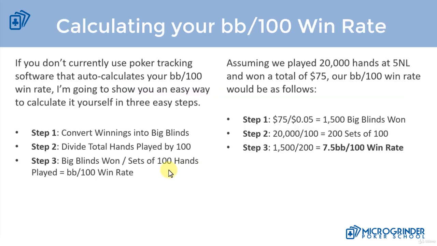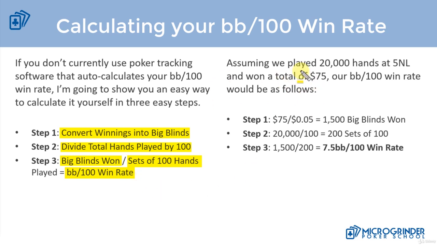So let's talk about how you would calculate your BB per 100 win rate. Like I said, if you're currently not using poker tracking software that auto-calculates this win rate, you can do it in 3 easy steps. Step 1, you need to convert your winnings into the equivalent big blinds. We'll do an example in a second. Then you divide the total number of hands played by 100, and then you take the big blinds won divided over the total sets of 100 hands that you played, and this is going to give you your BB per 100 win rate.